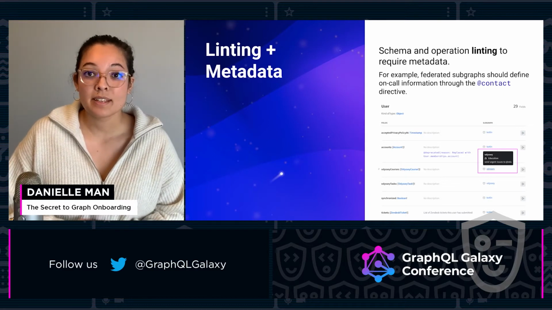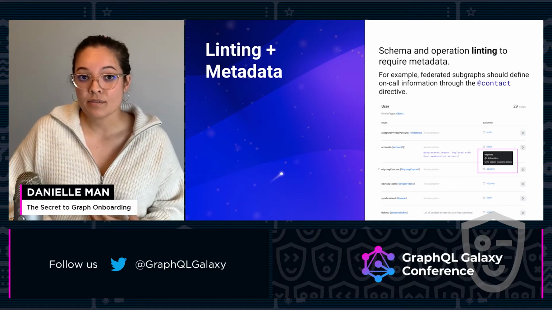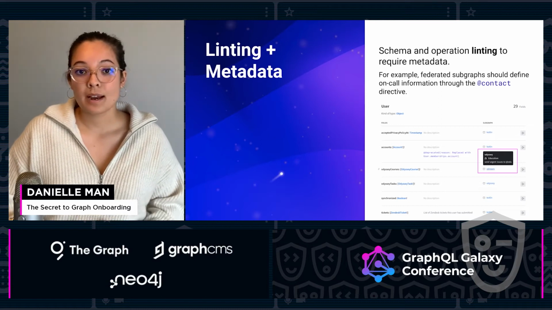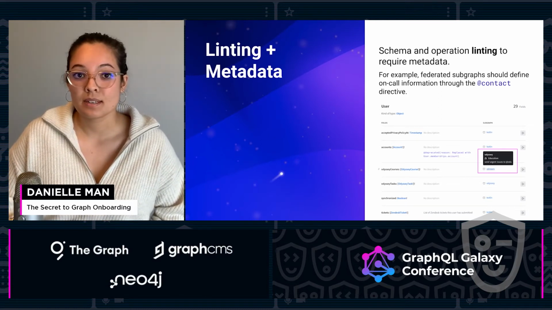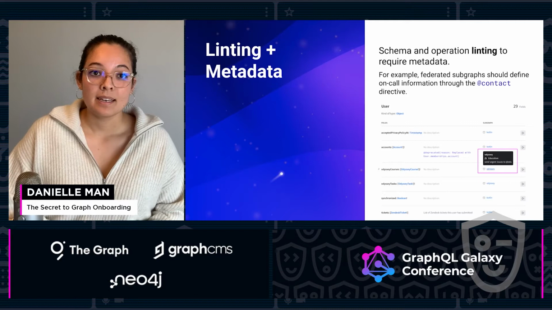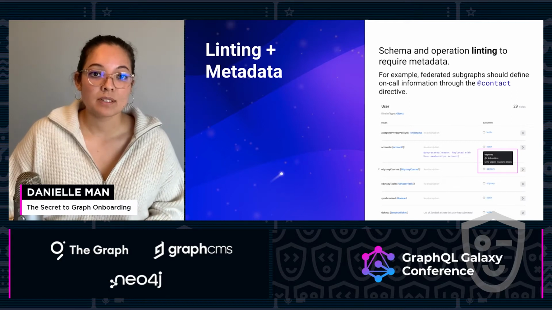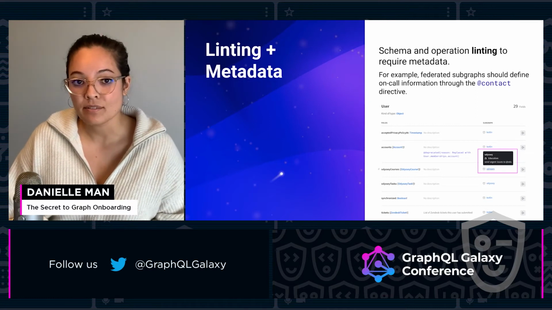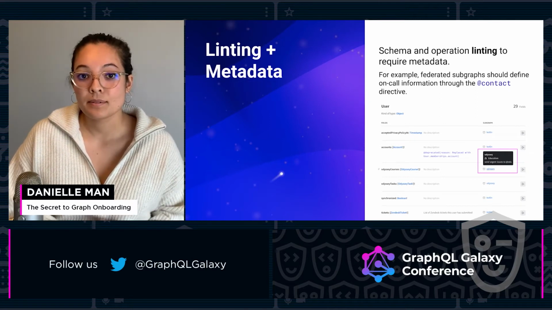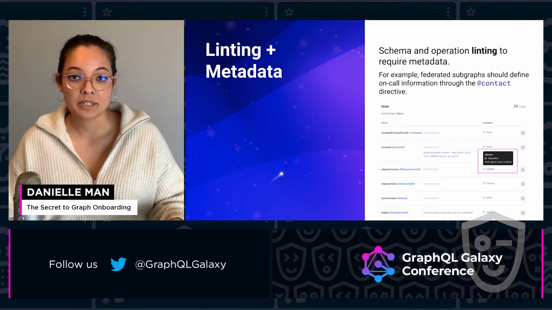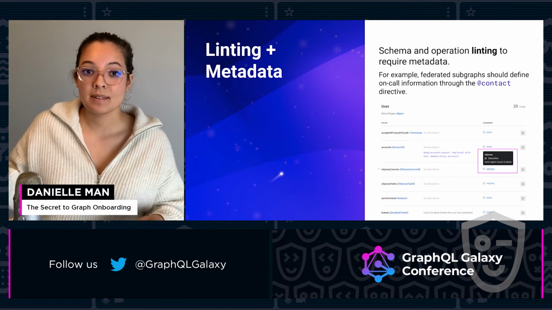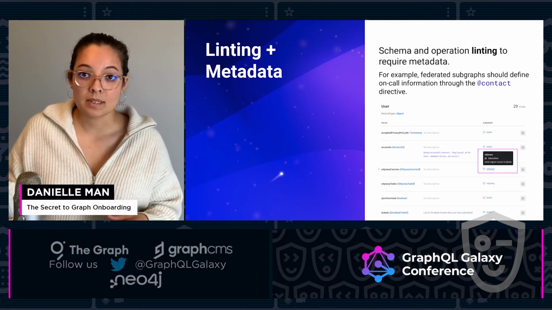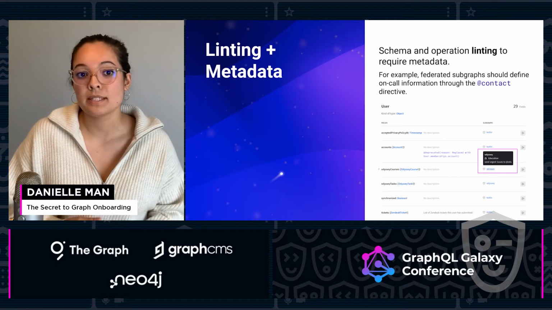So one example of this is in a federated graph where you have lots of subgraphs that are all independently owned and controlled by different teams. It can often be really useful to enforce that every subgraph schema has contact information in the schema itself. And you can use GraphQL directives to define contact information, and then you can use schema linting and GraphQL schema tools to make sure that those directives are present.